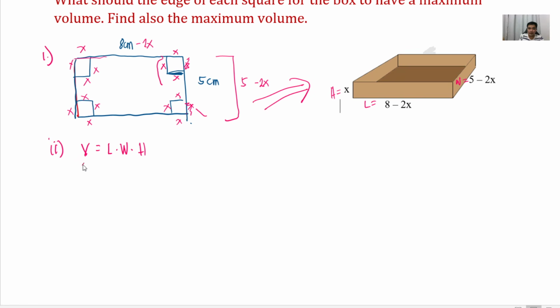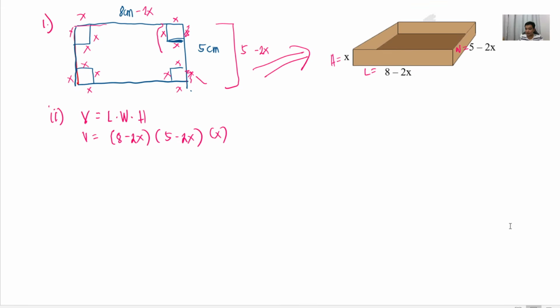So, pwede natin siyang gawin na dito, class. Okay? So, volume now is length. What is the length? 8 minus 2x. Width, that is 5 minus 2x. And then the height, that is x. Okay? And then, gawin mo is, i-multiply natin siya. Okay? So, ano yung pinag-solve ko dito? Wait lang. Ayusin ko lang ha, para maayos yung sa calculator natin.